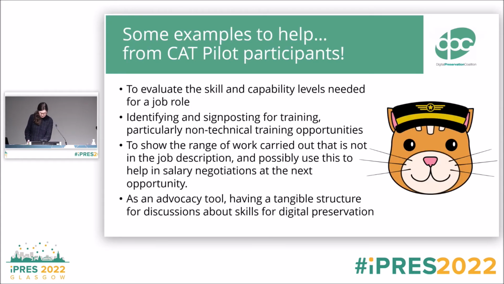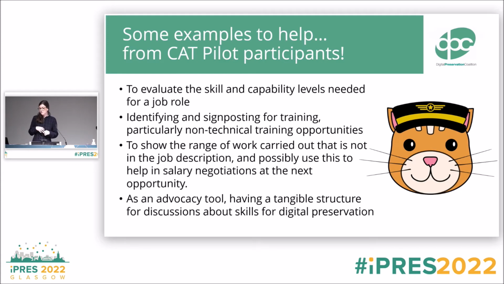I mentioned the pilot. We had a pilot with different DPC member organizations, five of them. And this is just some examples to help get your mind working if you haven't thought about how you might want to use CAT. You can use it to think about job roles, current or one that you've seen, to see your skill and capability levels. You can use it for signposting for training.